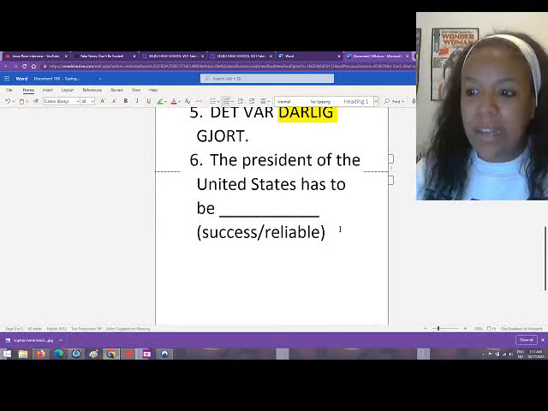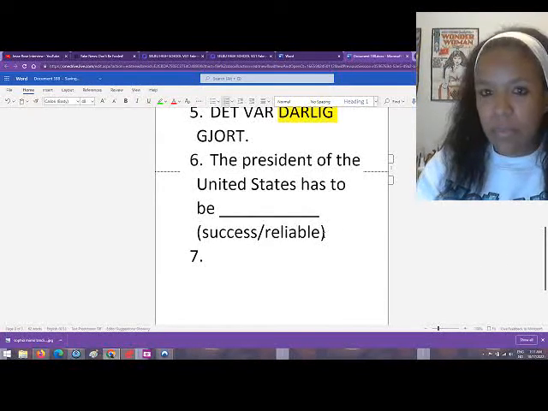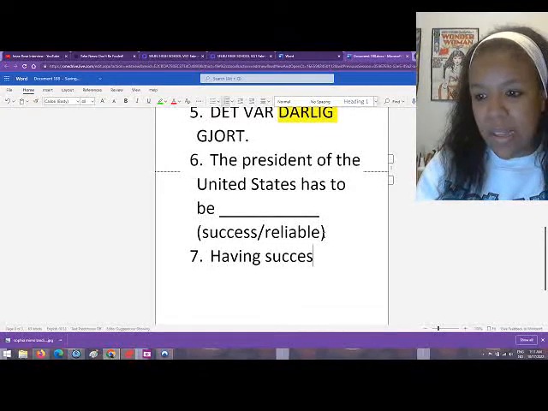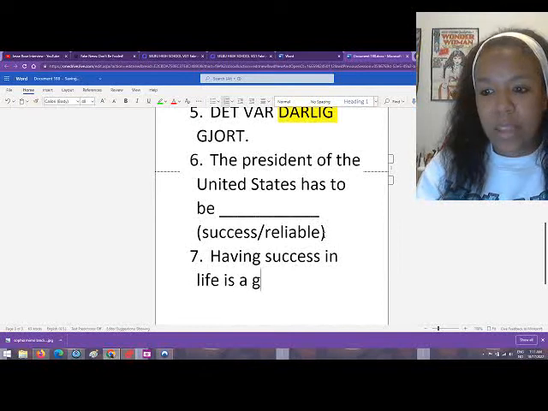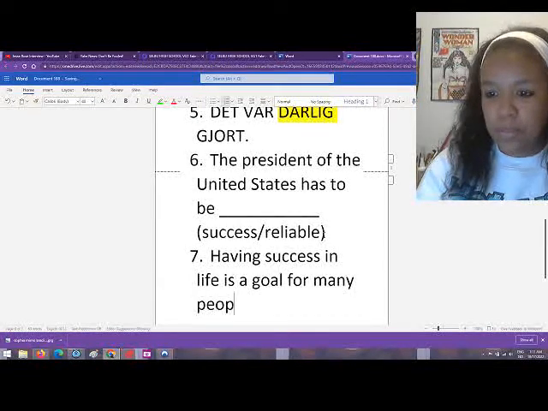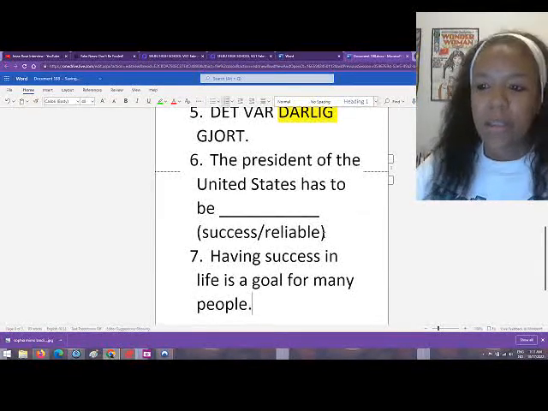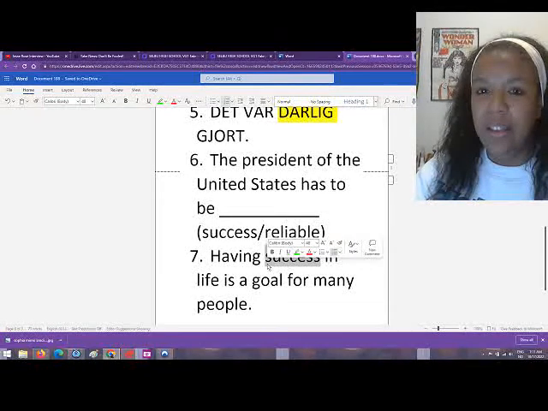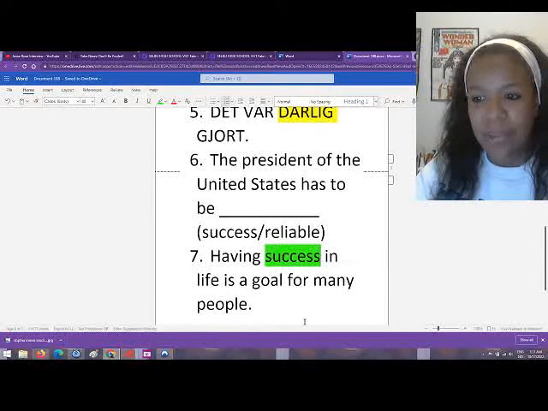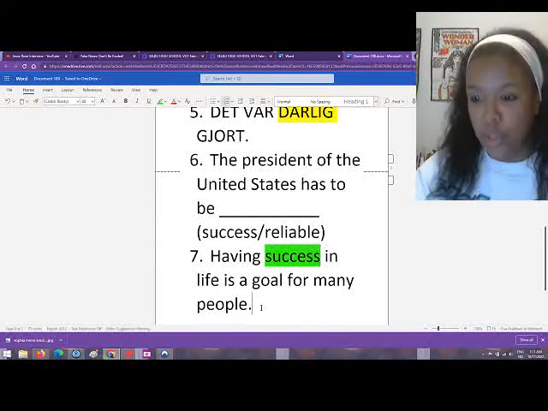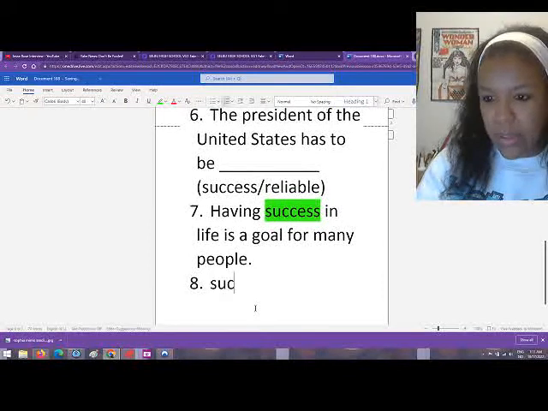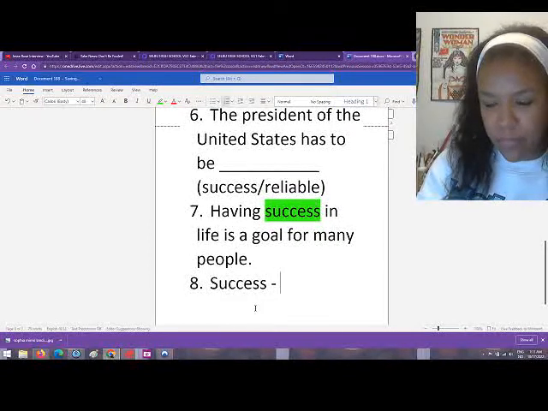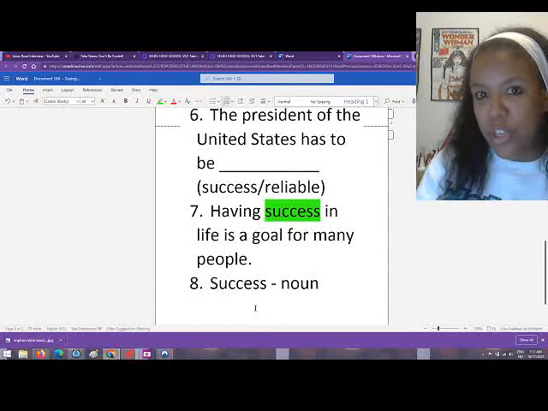So let's take a look at the word success first. Having success in life is a goal for many people. So you can have success or you can achieve success, right? That is a noun. Success is a noun, in Norwegian substantive.